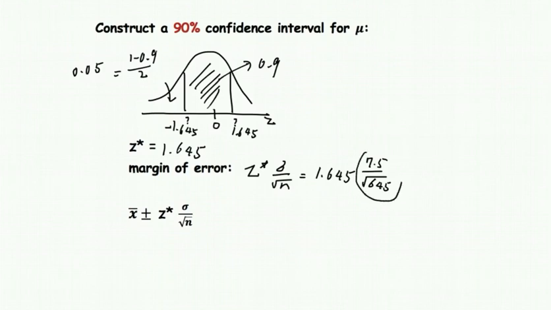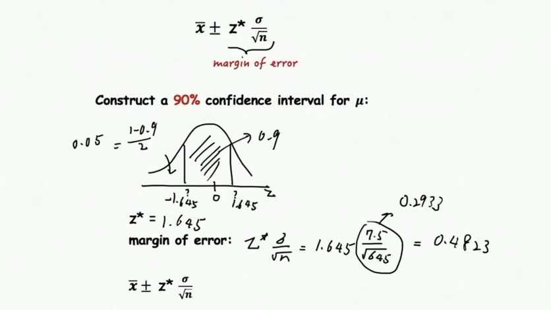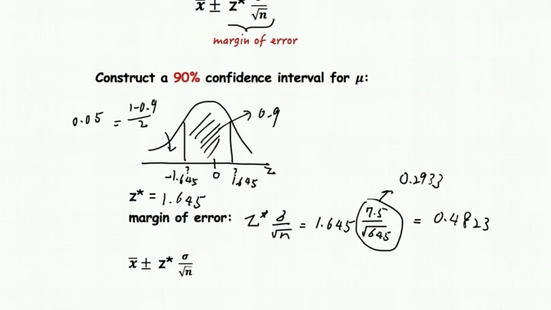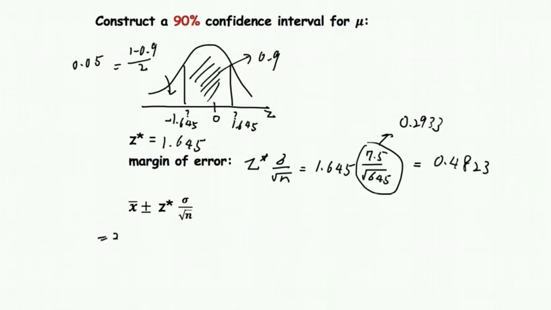So this standard deviation is 0.2933. So you multiply that by the z critical value, and this is what you get, 0.4823, and that's your margin of error. Sample mean is 26.8, plus and minus the margin of error.